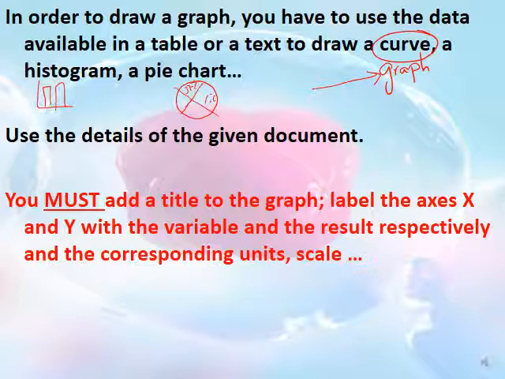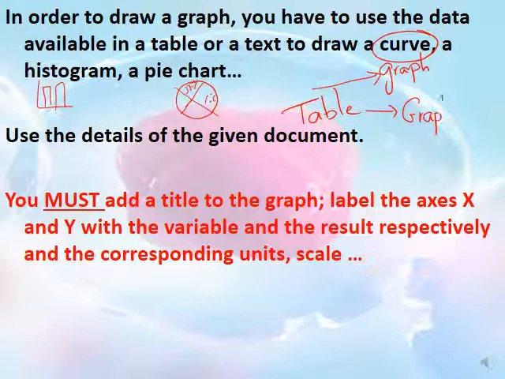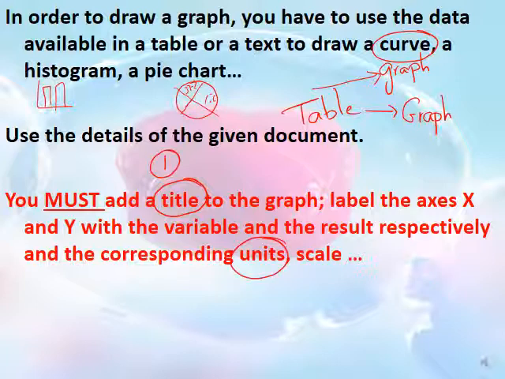In order to draw a graph, you have to use the details of the document, the table, or the text. Mostly, it's going to be a table. You have to convert a table into a graph or a curve. You must add a title. So the first point, we have to add a title for the graph. We have to label the axes, the x-axis and the y-axis, with the variable and the result respectively. And you have to use the units and you have to put the scale.